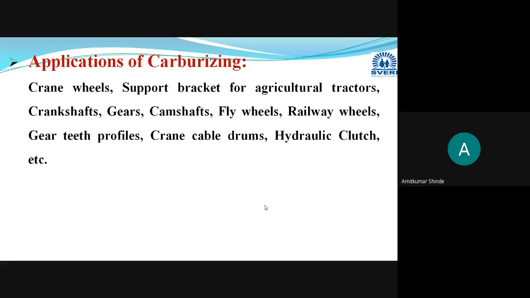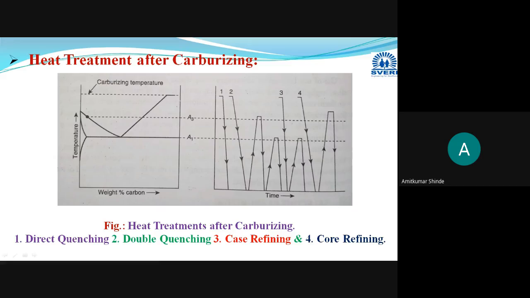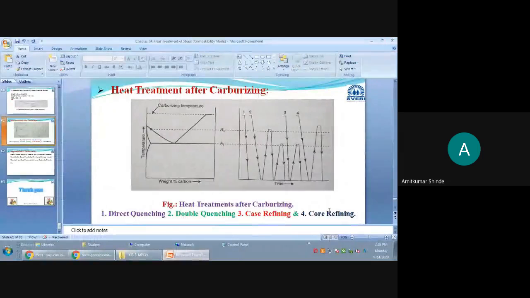Okay, in this way we have finished the carburizing heat treatment process along with its types like solid carburizing, gas carburizing, and liquid carburizing. In that we have studied their purpose, procedure, some advantages, disadvantages, and their applications, and the heat treatment procedures required after this carburizing process: direct quenching, double quenching, case refining, and core refining. Okay, in this way we have completed this carburizing process.